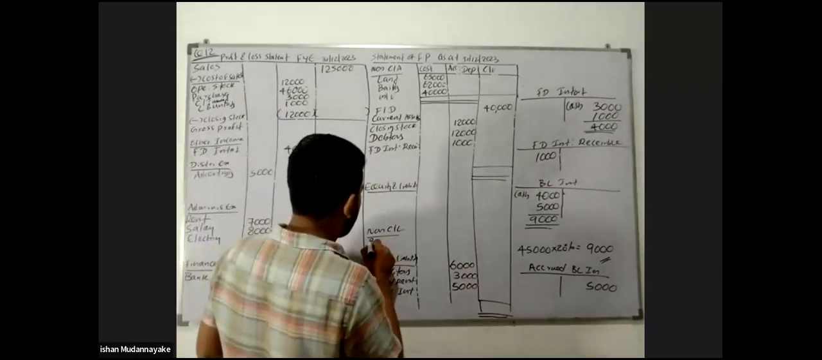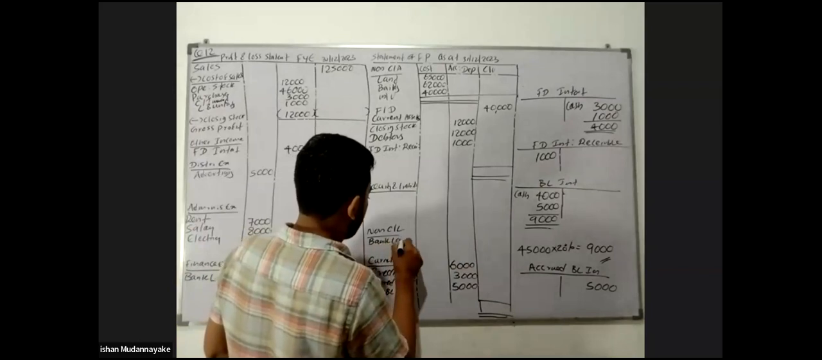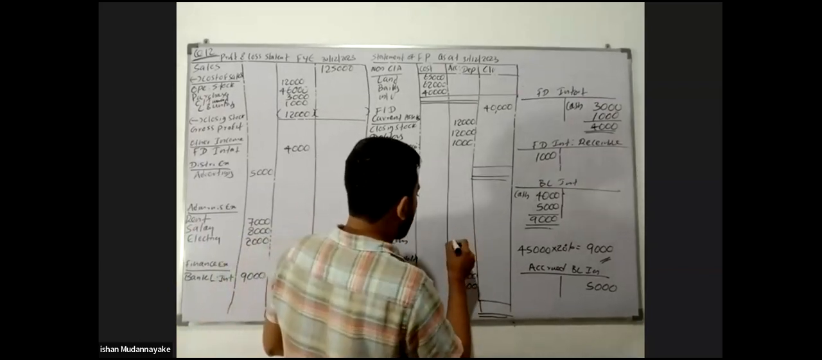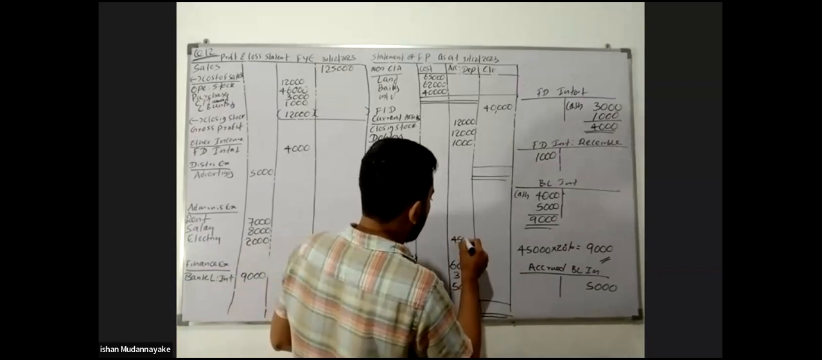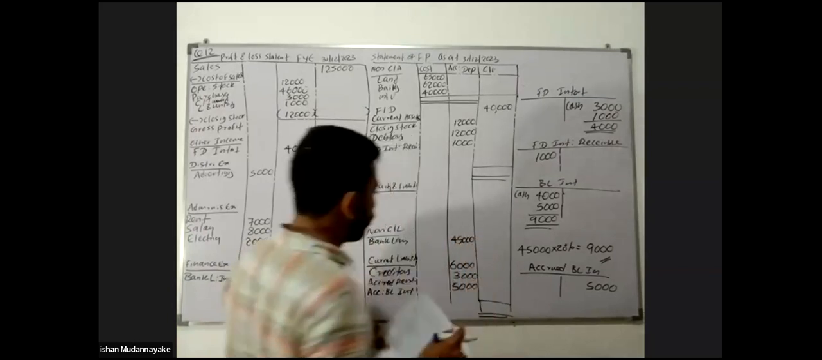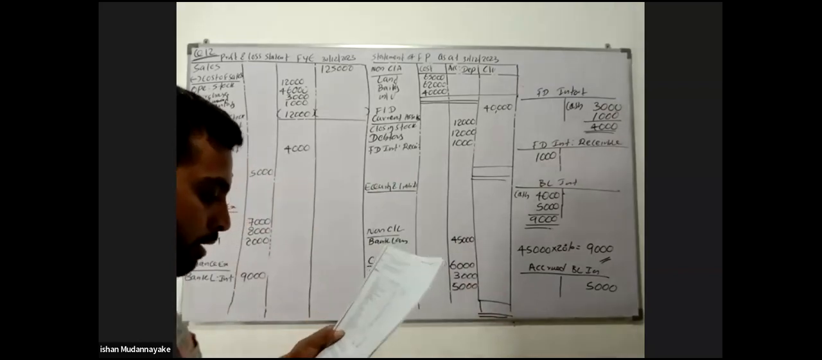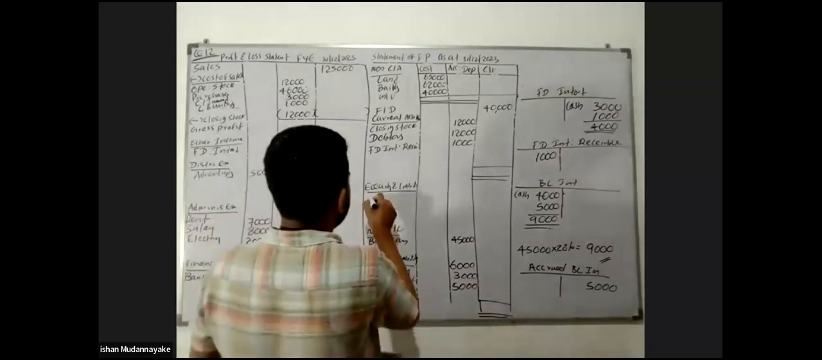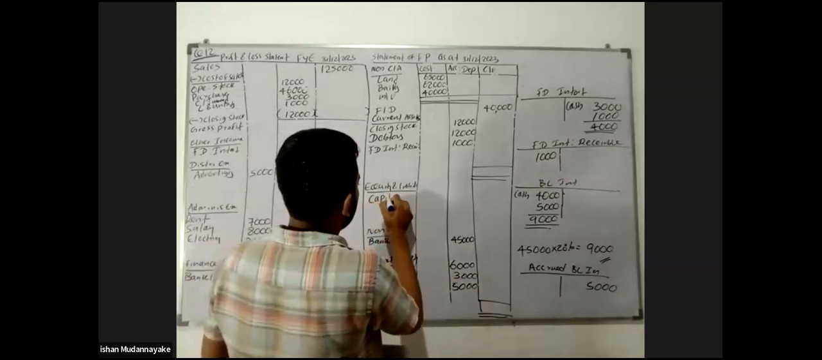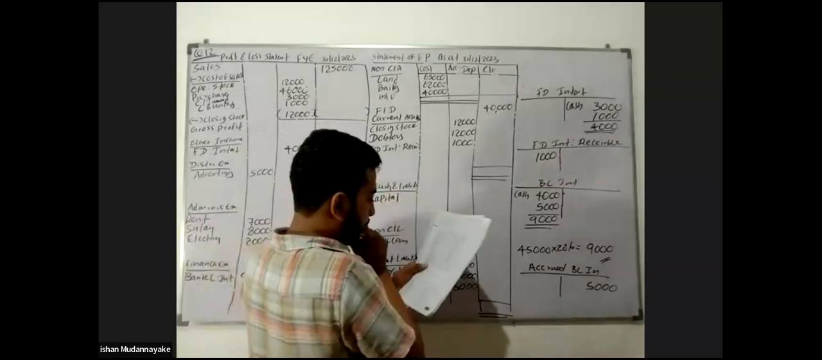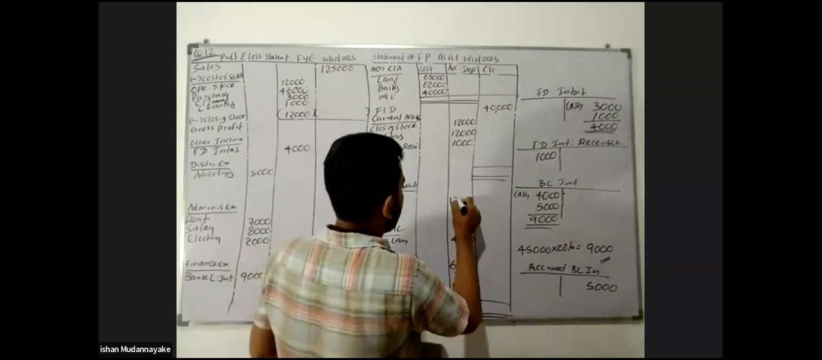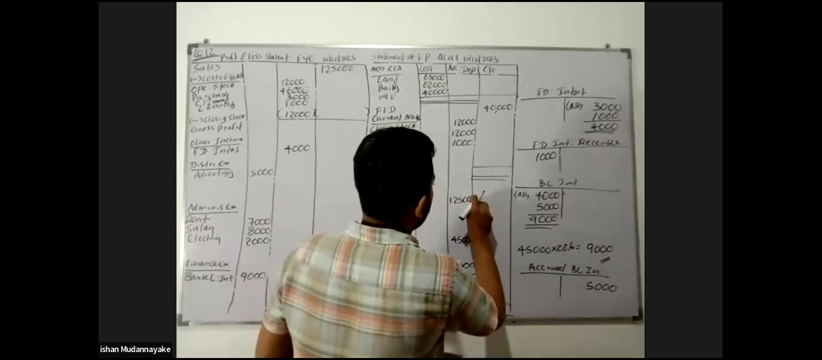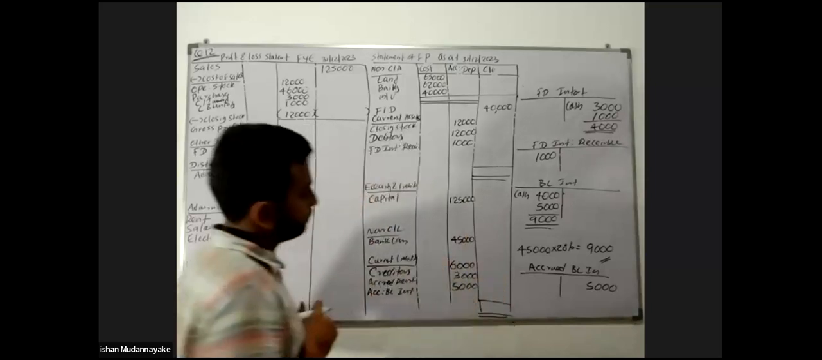Non-current liability, bank loan 45,000. Capital 125,000. Done.